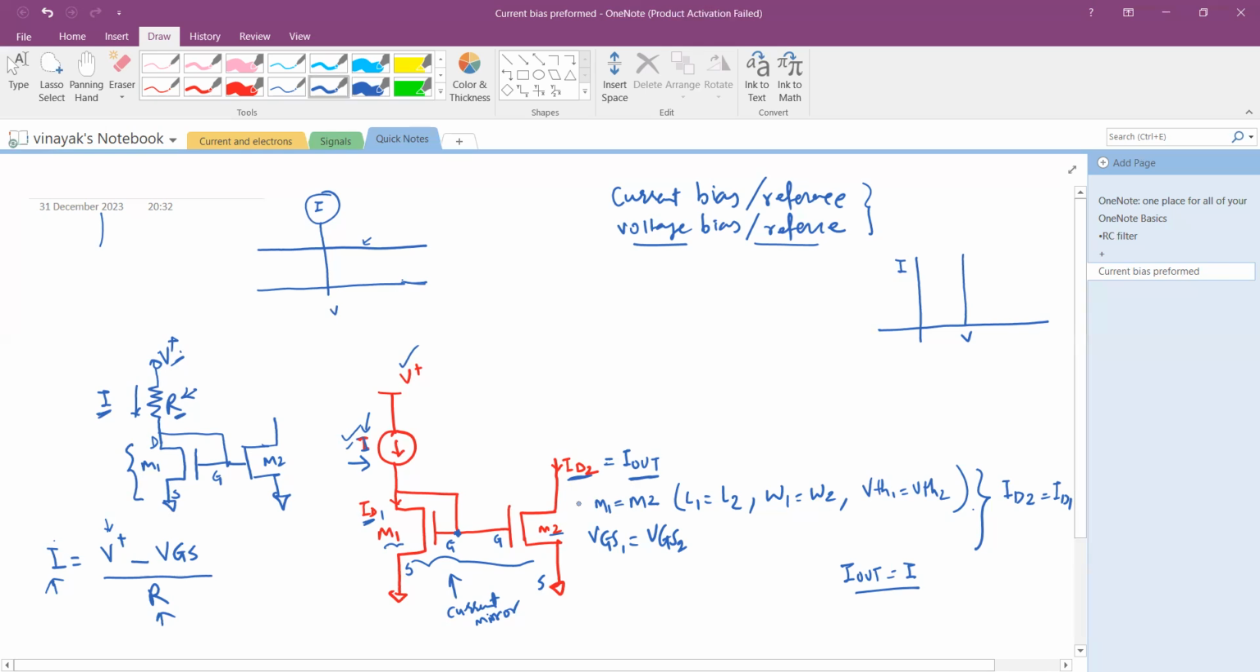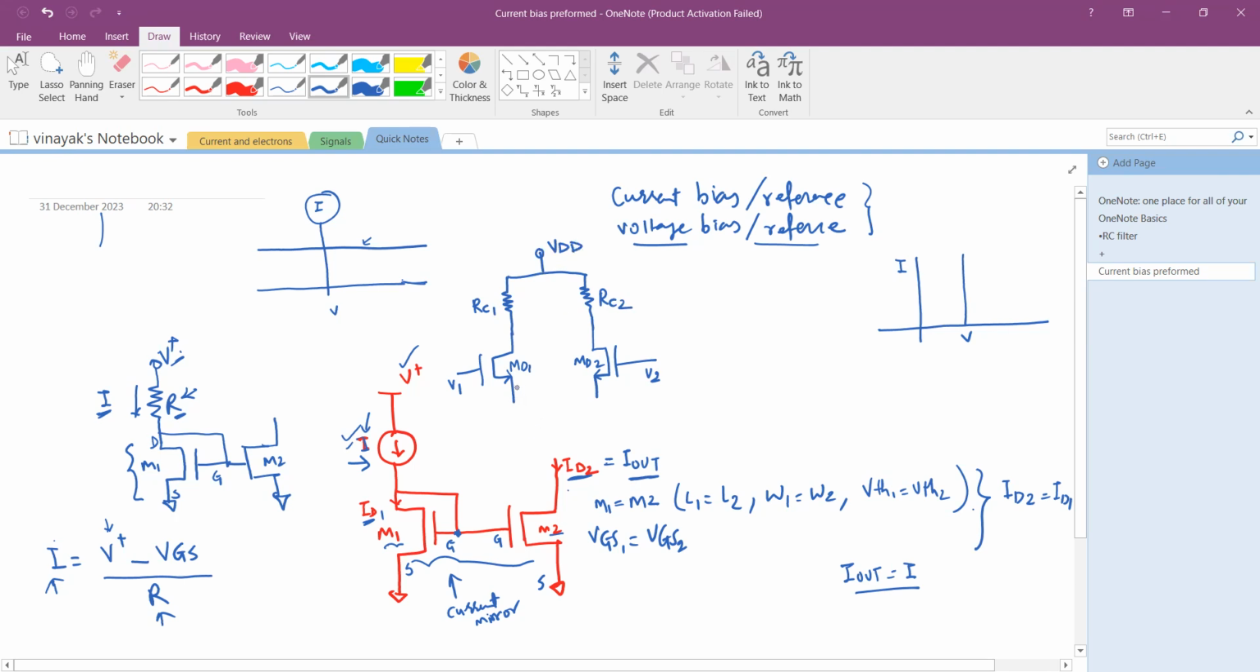But now where to use this generated or mirrored current, that is ID2 or I out? So the answer is, you have an amplifier, for example, a differential amplifier using two transistors. Let us say I call them MD1 and MD2, and both are NMOS type. So I have applied the voltage V1 to one transistor and the voltage V2 to another transistor. And then obviously here are the loads, resistors RC1 and RC2. And then obviously you have this VDD, that is your power supply.